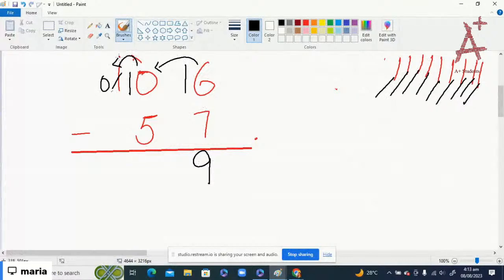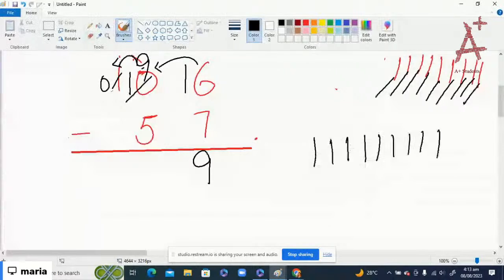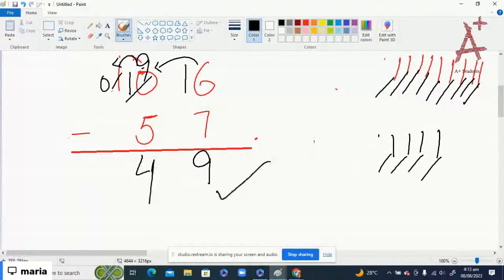Now, when we take a borrow from 10, this 10 becomes 9. So 9 minus 5 is, draw 9 lines. 1, 2, 3, 4, 5, 6, 7, 8, 9. Remove 5 lines. 1, 2, 3, 4, 5. How many are left? Only 1, 2, 3, and 4. Put 4 here. The answer is 49. Got it?